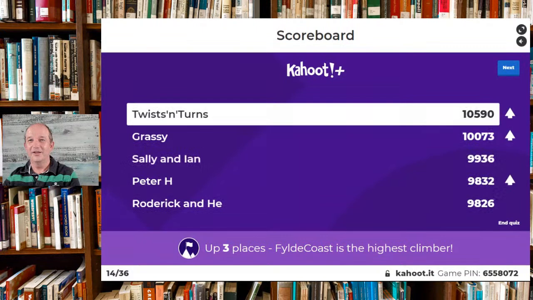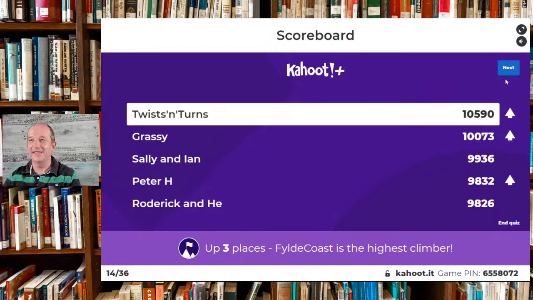The music round is mixing things around a little bit there. Twists and turns up into first place. Grassy creeping back up into second. Sally and Ian, Peter H, Roderick and Ian. Roderick and who? Roderick, tell us, please. Wild Coast up three places as the highest climber, and I'm with you on that one. So yeah, definitely. Right, next question coming up.